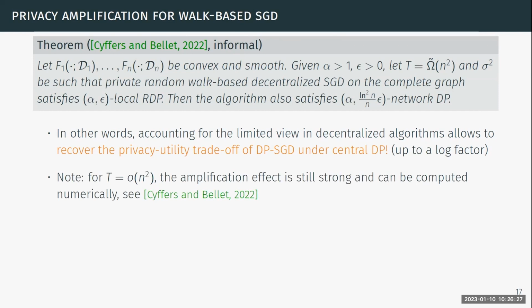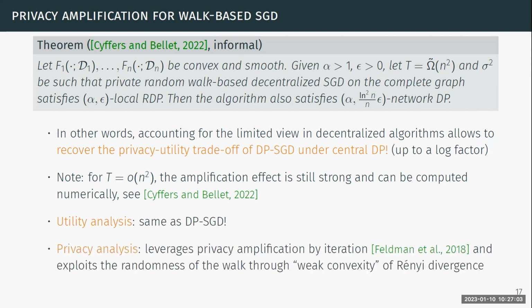There are some technical conditions, so notice that we need to do a quadratic number of steps here for this result to hold, which might be a lot. Maybe in practice you don't want to do that many steps, but this is only a simplification to have a simple formula. Otherwise, we still have amplification if you do fewer steps, and we can compute that numerically. We have simulations in the paper. Utility analysis is the same as DPSGD because the algorithm does exactly the same as central DPSGD. The graph is complete, right? So each time you take a batch, which is essentially chosen uniformly at random.